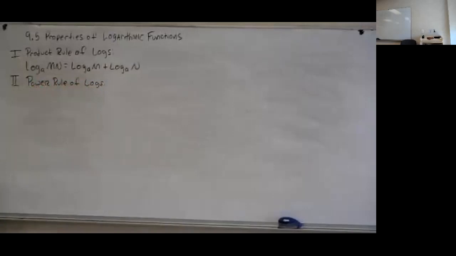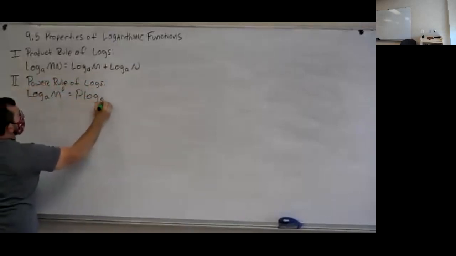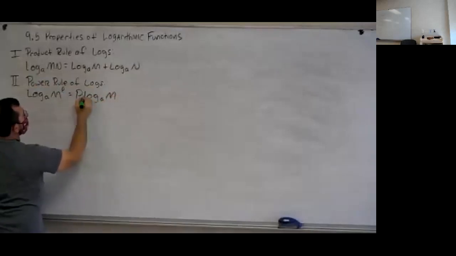So the power rule deals when you have an exponent raised to an exponent. So this would be like the log A of M raised to the P. And in the real world, when you had an exponent raised to another exponent, you multiply them. So what we do here, we bring the P down to the front and multiply by the log base A of M.